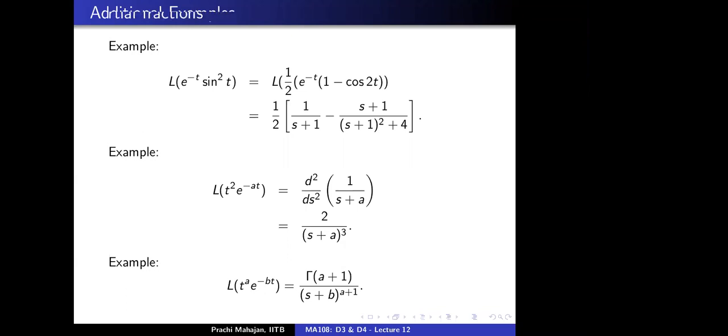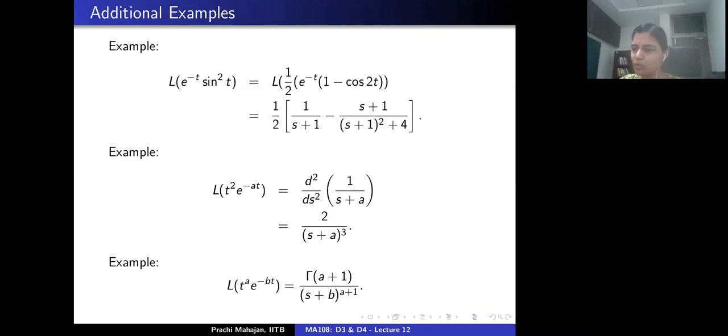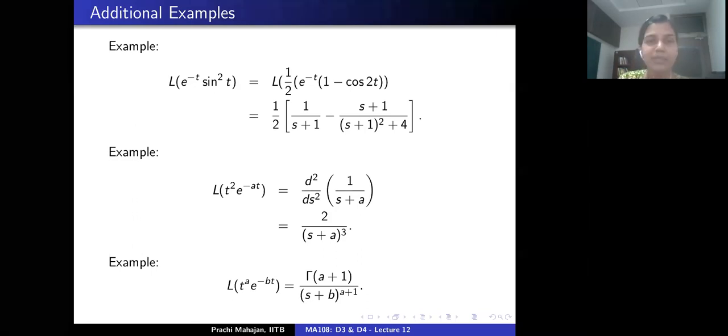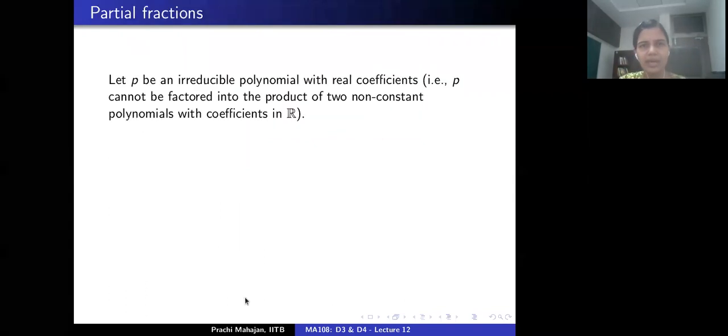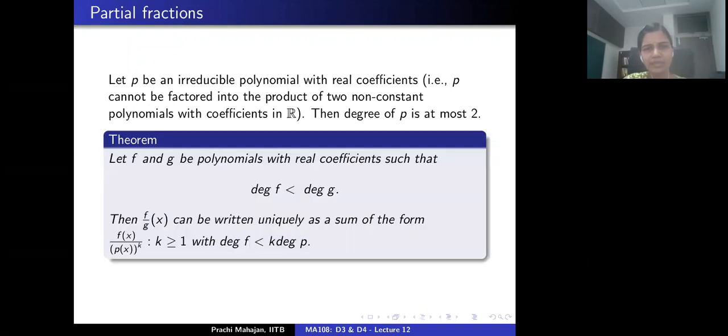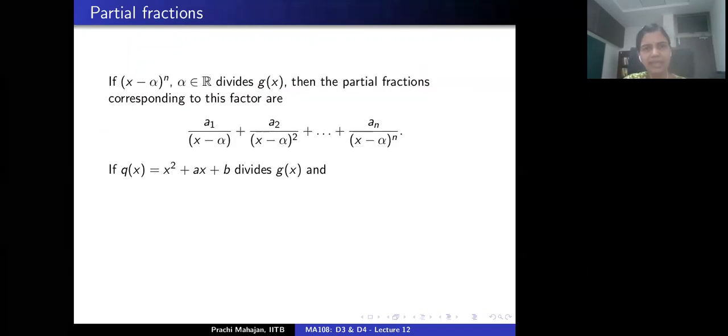So I think these are a couple of examples that I wanted to discuss today, just to give you a feel of how diverse the method of Laplace transform is. And the very last thing for today is a small detour on partial fraction decomposition, but this I think perhaps you know very well. So I'll maybe skip this and rather just read this.